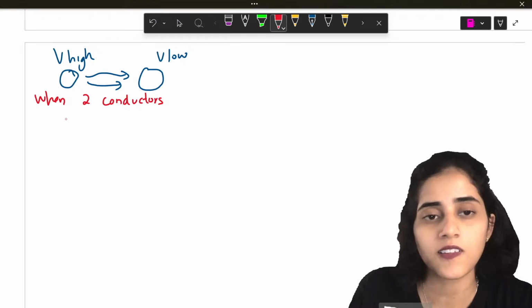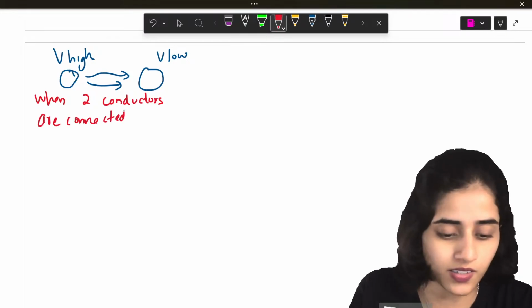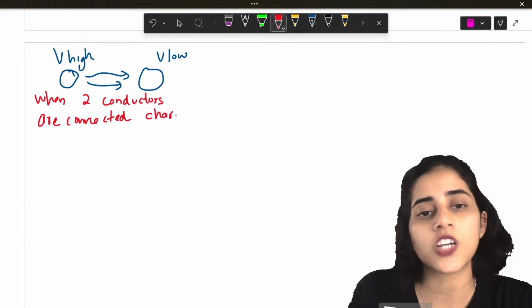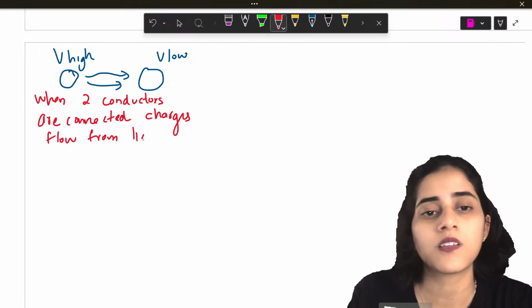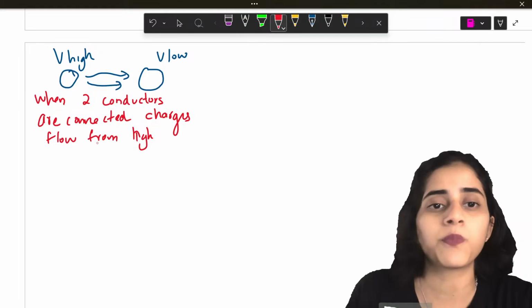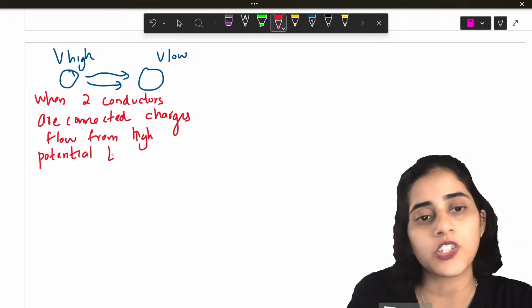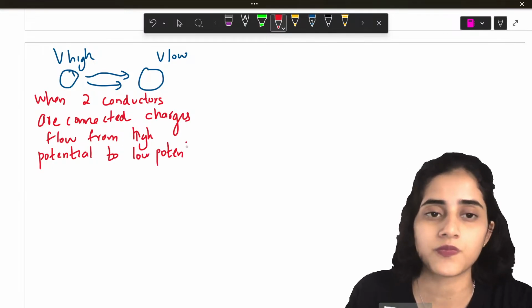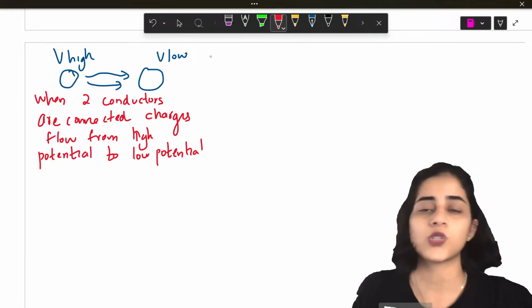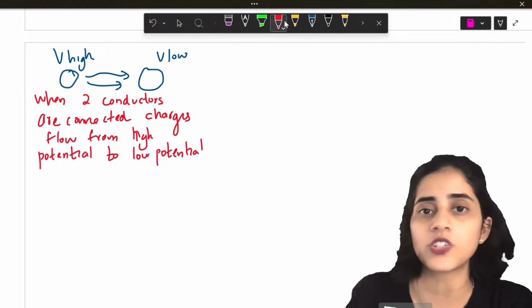So when two conductors are connected, charges flow from high potential to low potential. Okay. So when there are two conductors, charges flow from high potential to low potential.